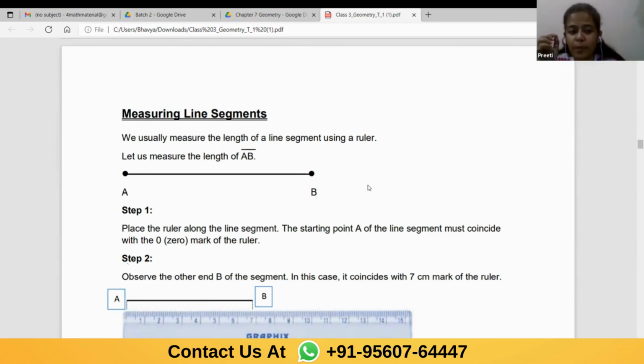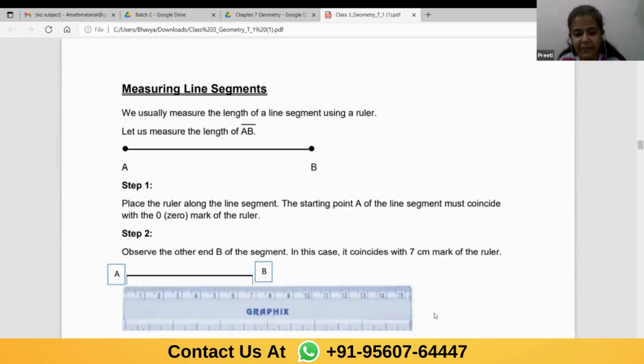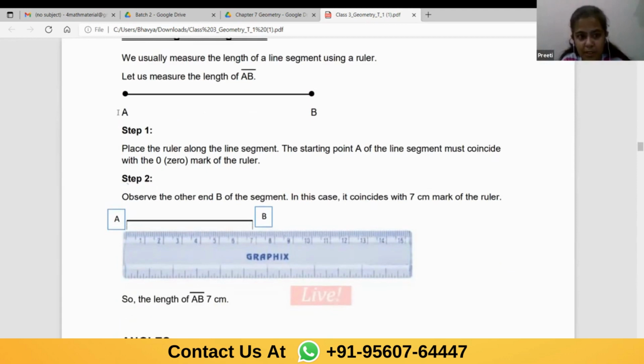So what do we do? We always see, look here, the graphic scale. Suppose A is the point, then I'm going to put my scale on point A and I'll make sure that my zero is exactly on this point A. My zero coincides with point A.